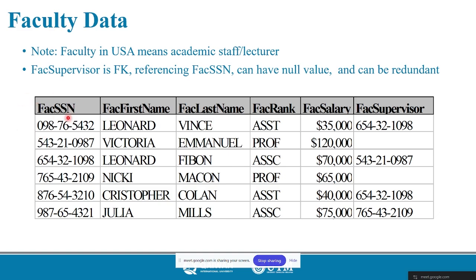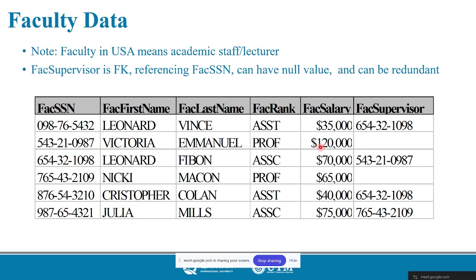But faculty SSN is the problem, because this one is the primary key. We should not have duplicates here, and if we have them, it is a problem. Because if we have a duplicate here, it means that, for example, this one, Leonard Vince, and the faculty rank is assessed and the faculty salary is this much, it would be duplicated.